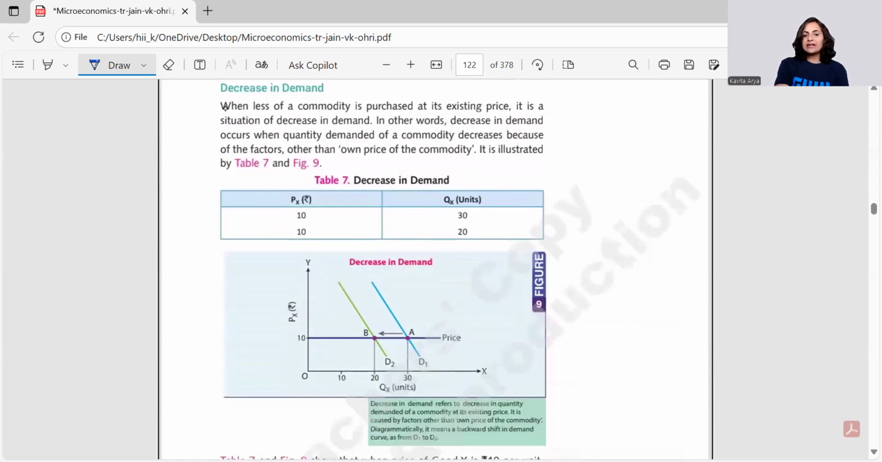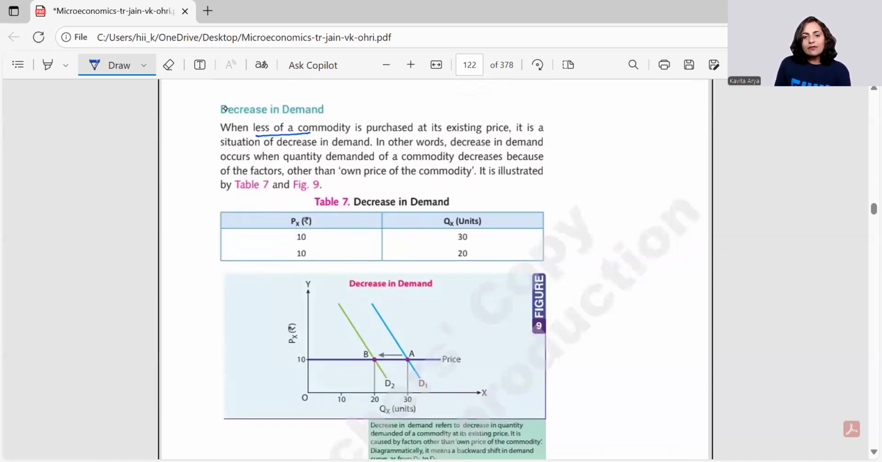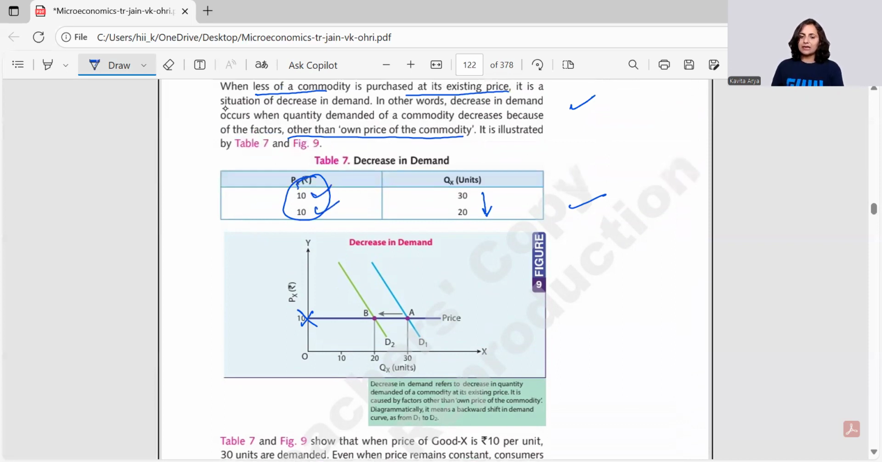And now decrease in the demand. A decrease, how do we define? We define that when less of a commodity is purchased at existing price because of factors other than its own price. So this is how we define it. How do we give the schedule? The same price but the reduced value. And how do we show the curve? Similar, the price line remains the same, no change in the price. Price is 10 as is shown here in the schedule, but the quantity changes from 30 to 20. So this is called leftward shift or decrease.